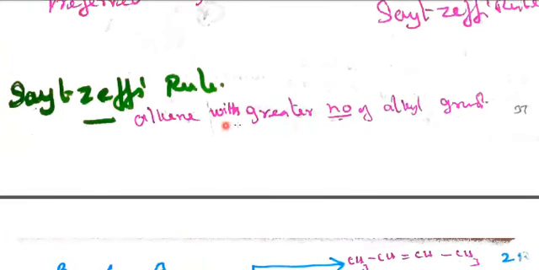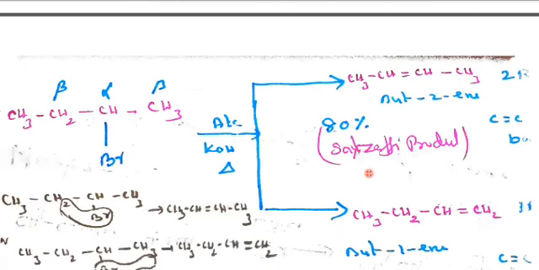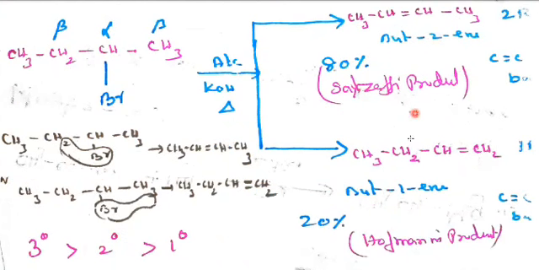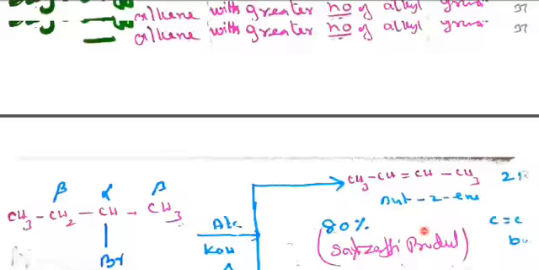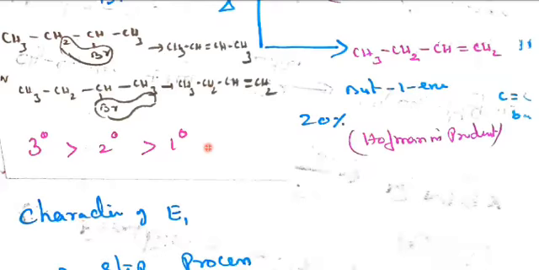An alkene with a greater number of alkyl groups will be more stable. So here there are two alkyl groups instead of one alkyl group. So about 80% of the product is obtained from the Zaitsev rule, and only 20% is obtained as the Hofmann product. So this is called the Zaitsev product and this is called the Hofmann product. This is a very, very important question for the board exam.